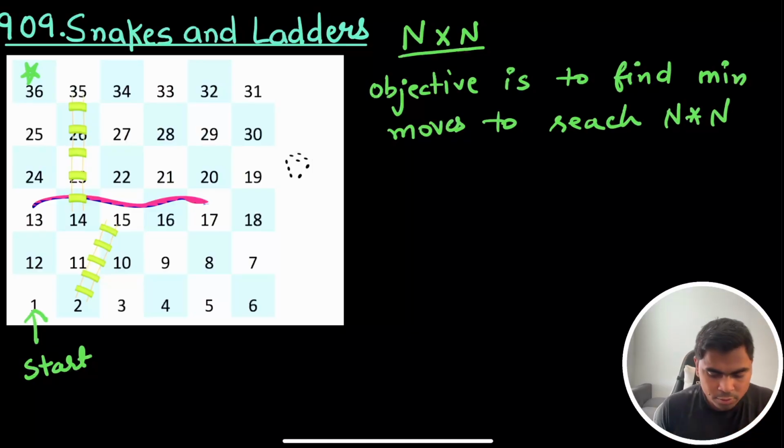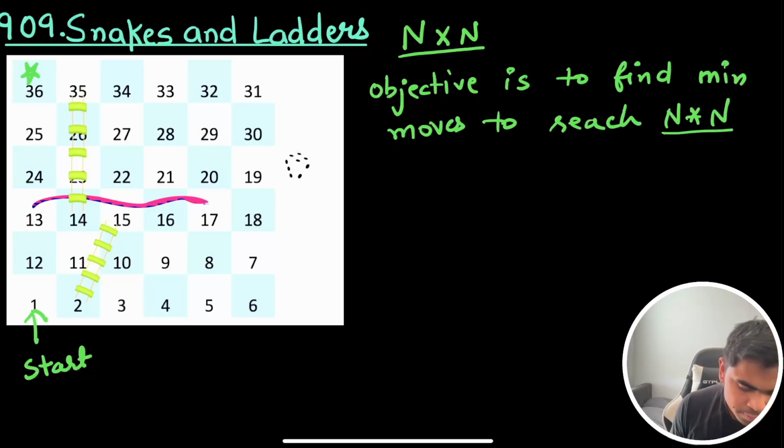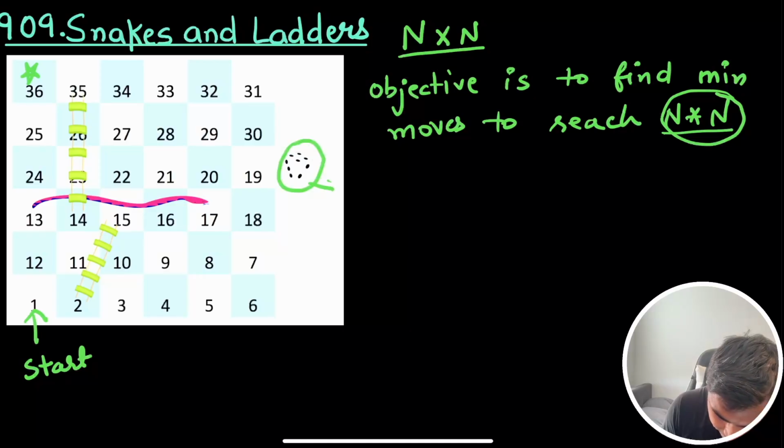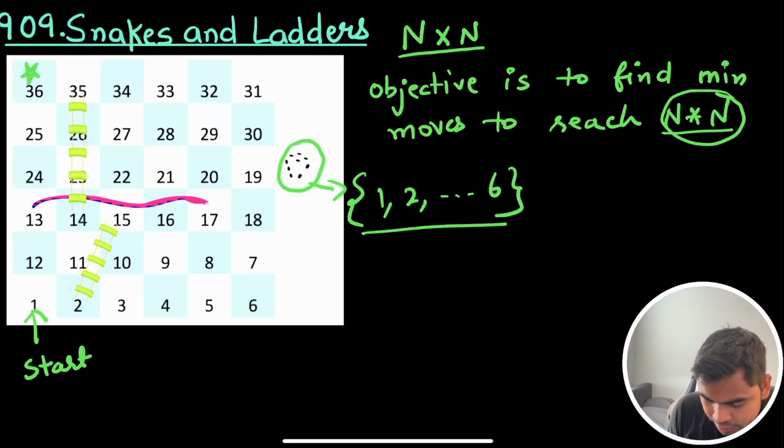In this case it's n cross n, and the reason is because this board will not be the same for other problems. It's going to be different, right? It could be 4 into 4, 8 into 8, 1000 into 1000. So our objective is to reach this position, which will be 36 in this case, if n is given to us as 6. Okay, so what are the rules of this game? So we start at 1, then this dice right here can give us numbers from 1 to 6. This can decide our next move.